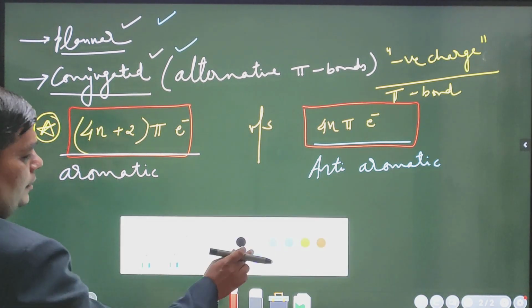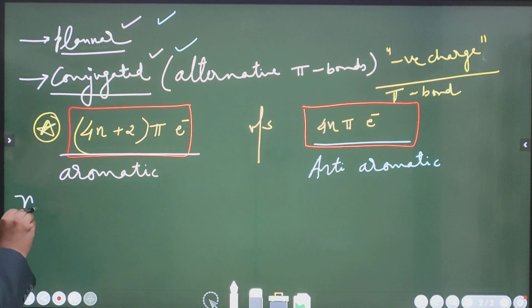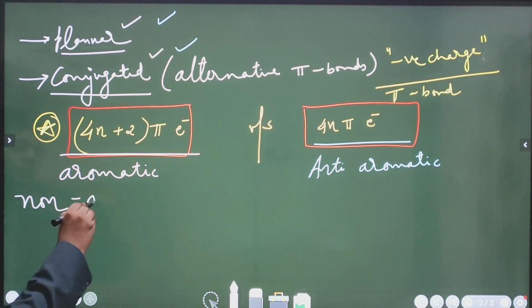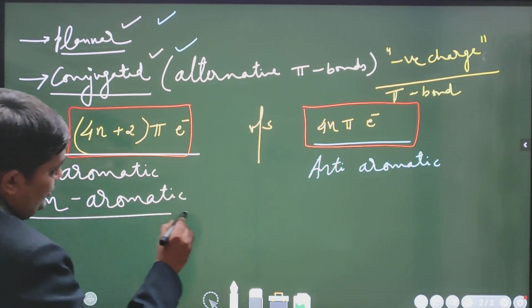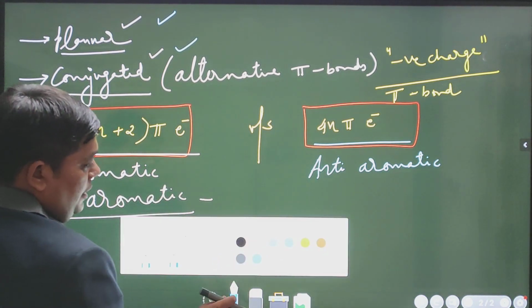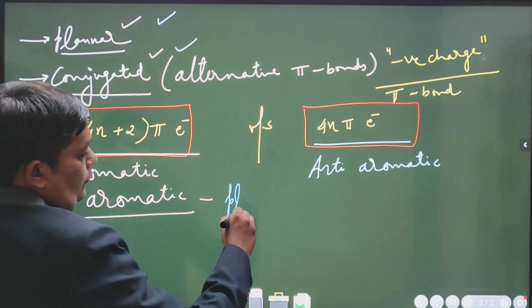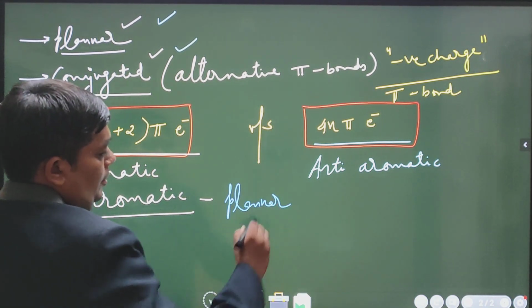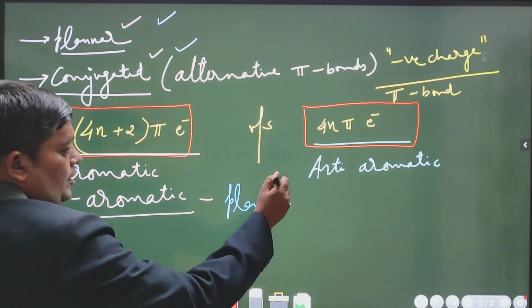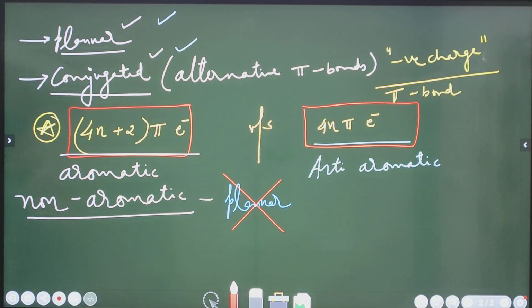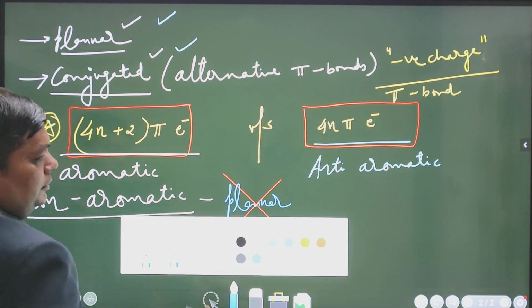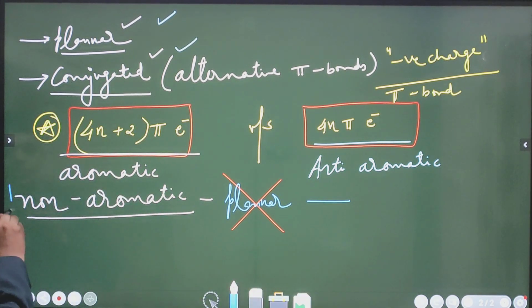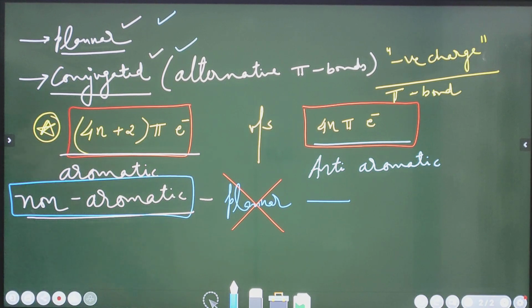Friends, remember, if we are talking of a molecule which is non-aromatic by nature, the first and the foremost condition of being planar will be eliminated. The compound will not be planar. And if the compound is not planar, then and then only it falls in the category of being non-aromatic.